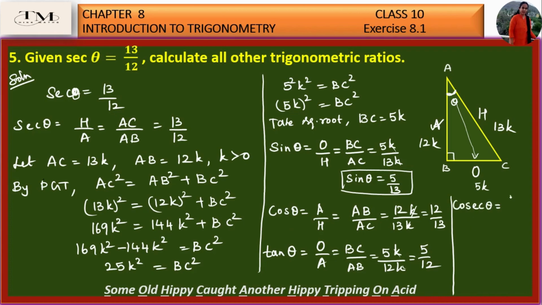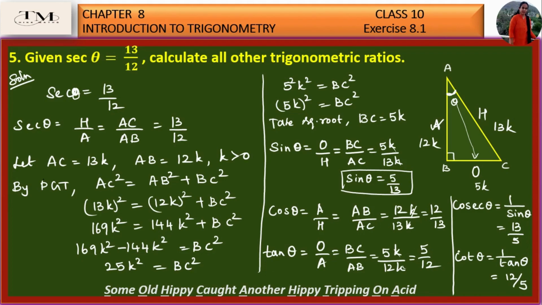What is cosecant? It is nothing but the inverse of sine. So sine theta is 5 by 13. So its inverse is 13 by 5. So secant theta, it is given in the problem. Next we have to find out cot theta. So cot theta is nothing but the inverse of tan theta. So what is tan theta? 5 by 12. So the answer is the inverse, 12 by 5.